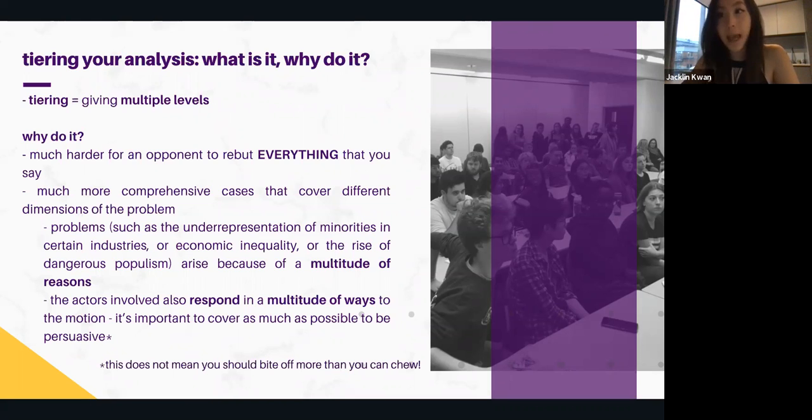Also, if you're in an opening half, so if you're in an OG or OO, it's super hard to extend off something like that in a meaningful way if you just give a super comprehensive case. Also, the same reason as to why loads of problems arise due to a multitude of reasons, the actors involved also respond in a multitude of ways. So it's also important to cover as much as possible in order to be persuasive.